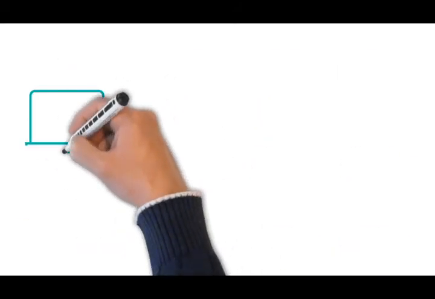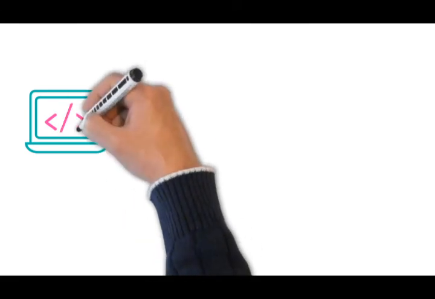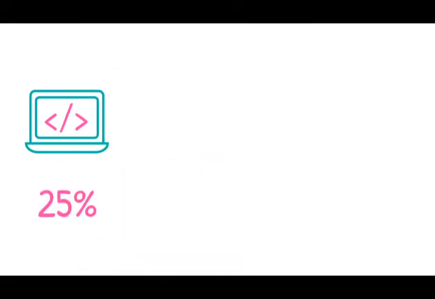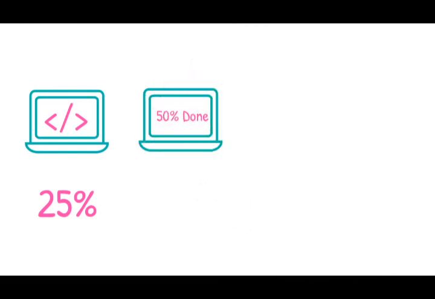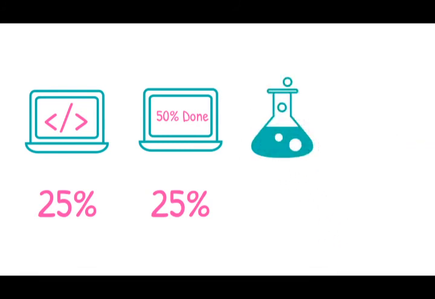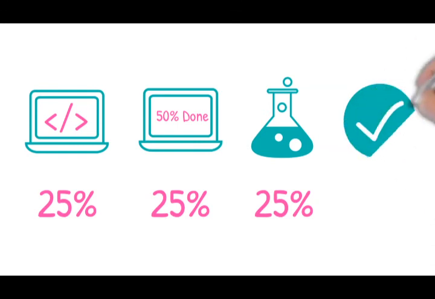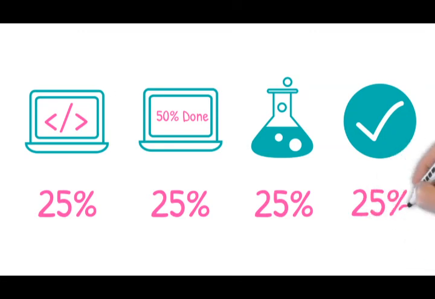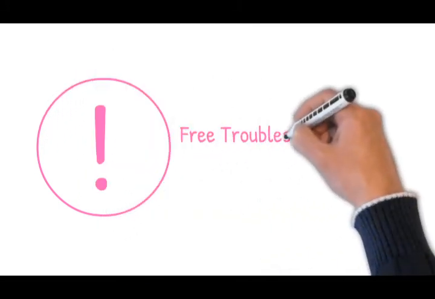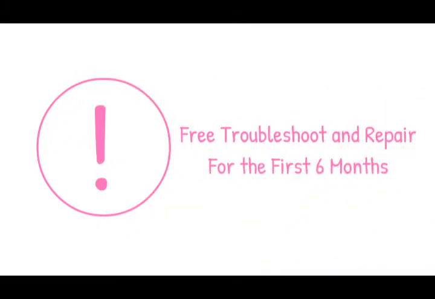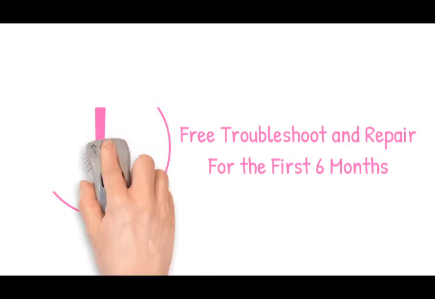During the first stage, we will start to build the CRM software and charge you 1/4 of the price that was quoted. After 50% of the CRM software has been completed, we'll invoice you another 1/4. Once the CRM software is ready for beta testing, another 1/4 will be due. After beta testing has been completed and you're happy with your new CRM software, the last 1/4 of the cost will be released. If any errors were to come up after your CRM software has been completed and finalized, we will troubleshoot and repair at no additional cost for the first 6 months.